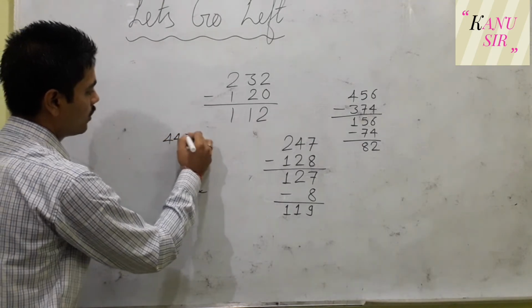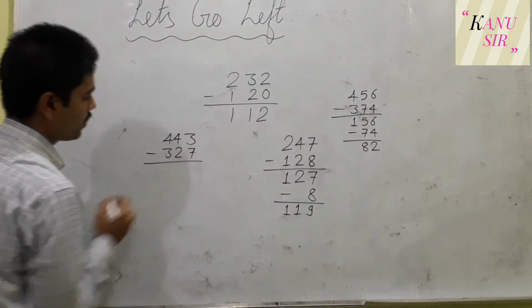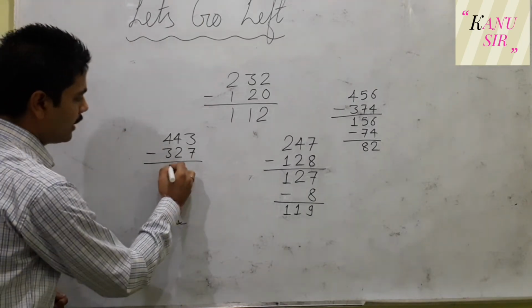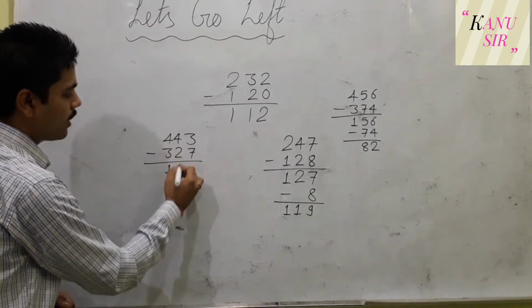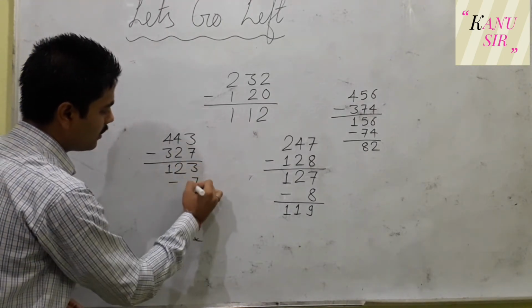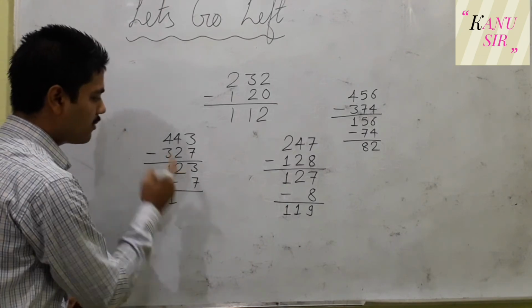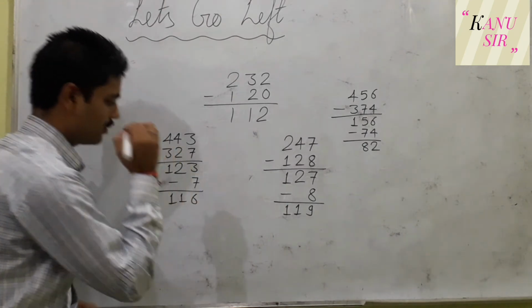Again, one more last example now. 443 minus 327. 400 minus 300 will get 100. 40 minus 20 will get 20. And 3 and 7 we can copy here, 3 7, because there is a carryover problem. And 100, 23 minus 7 is 16.